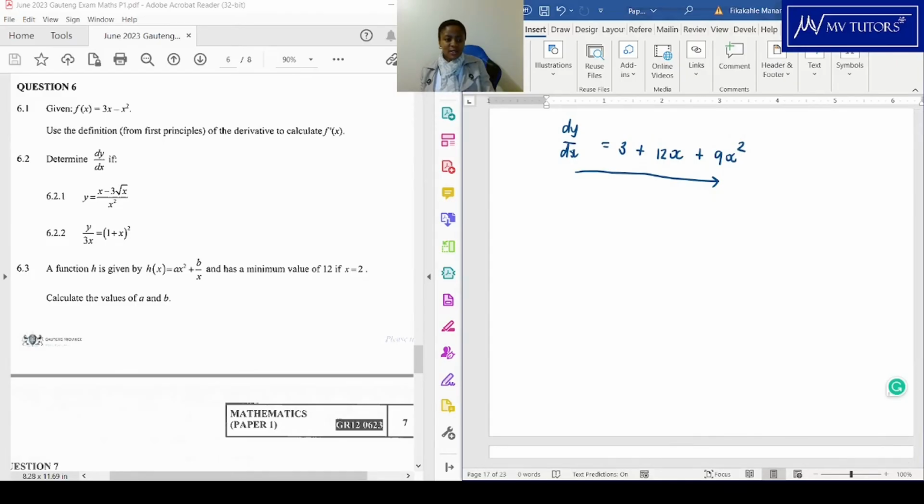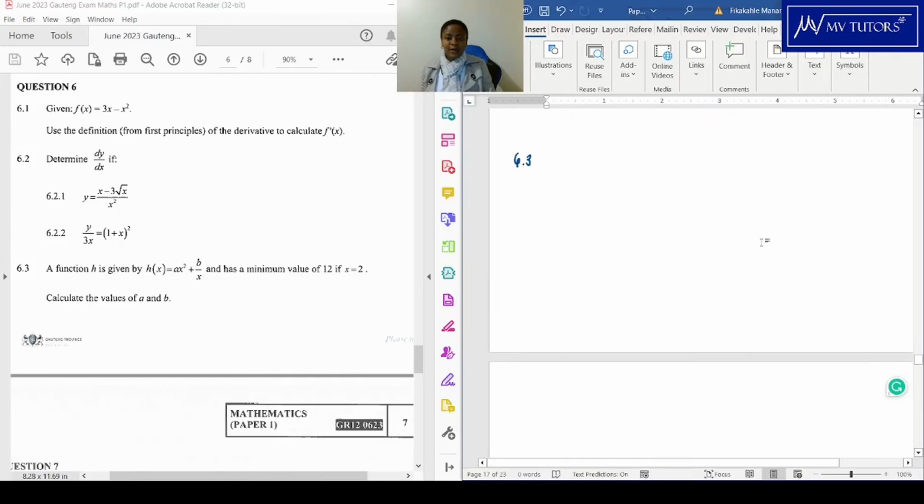Okay, now we can get to 6.3. A bit of a practical application, or just not, I don't want to say practical because we're not getting a problem per se, but basically we have function h, which is given by that. So basically you have a parabola and a hyperbola, and it has a minimum value of 12 if x is equal to 2. So just imagine, okay, right now you're thinking there's a parabola, there's a hyperbola. Oh my gosh, so much is happening.